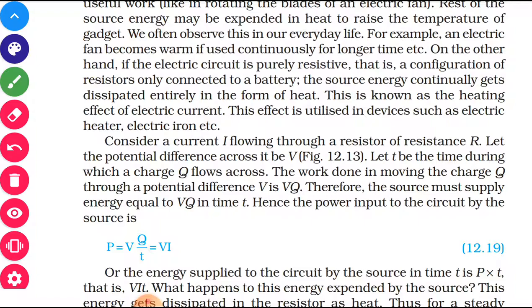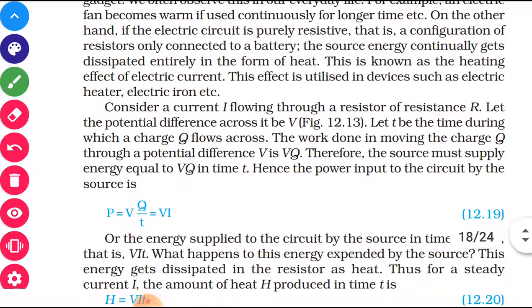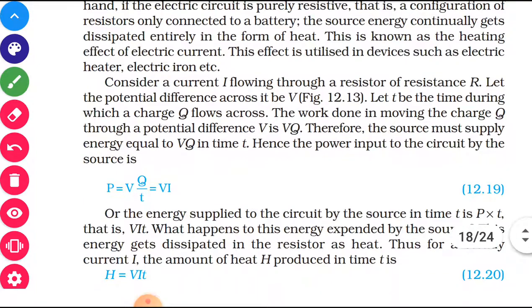On the other hand, if the electric circuit is purely resistive, that is, a configuration of resistors only connected to the battery, say for example, if you have one resistance which is joined with the battery, then what will happen? The resistance will become hot if you keep the current on for some time. So that circuit is a resistive circuit, so energy is dissipated in the form of heat. This is known as the heating effect of electric current.